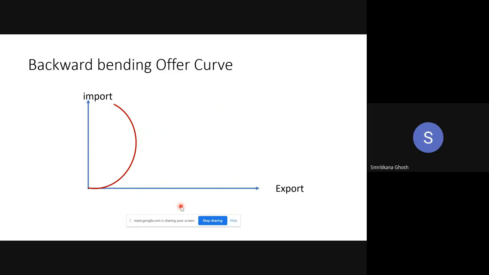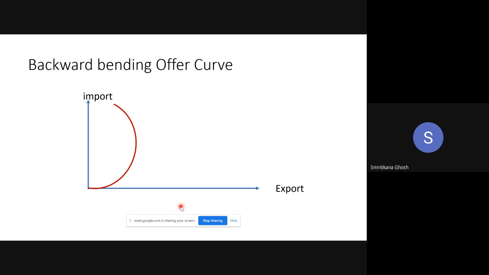So I should stop here because I have discussed a lot of things. In the next class, we will continue with the offer curve, and we will see how you can get the international terms of trade or international equilibrium with the help of the offer curve. What is the utility of the offer curve?